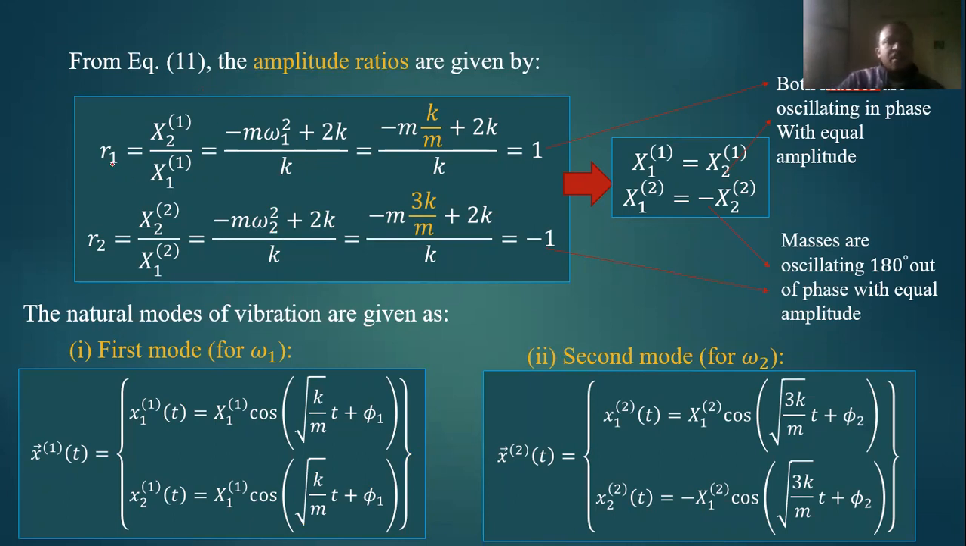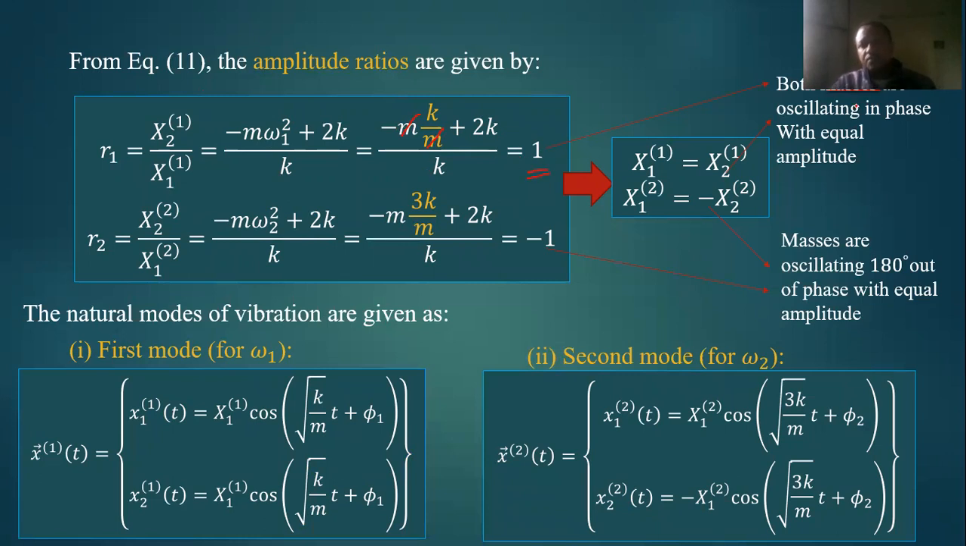The amplitude ratio R1, which is equal to x2 of 1 over x1 of 1 in the first mode, is equal to minus m omega 1 square plus 2k, over k. In the first mode, omega 1 square means k over m, so we substitute k over m plus 2. If we cancel m by this m, we have left minus k. Minus k plus 2k means we have k. k over k is equal to 1.